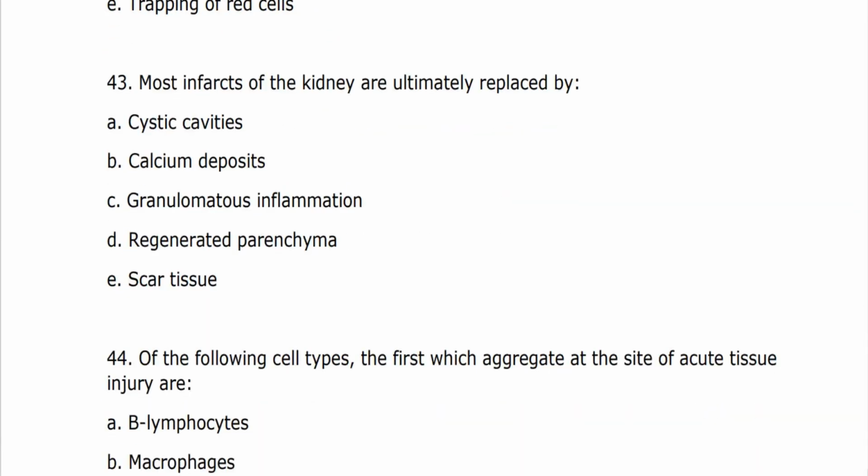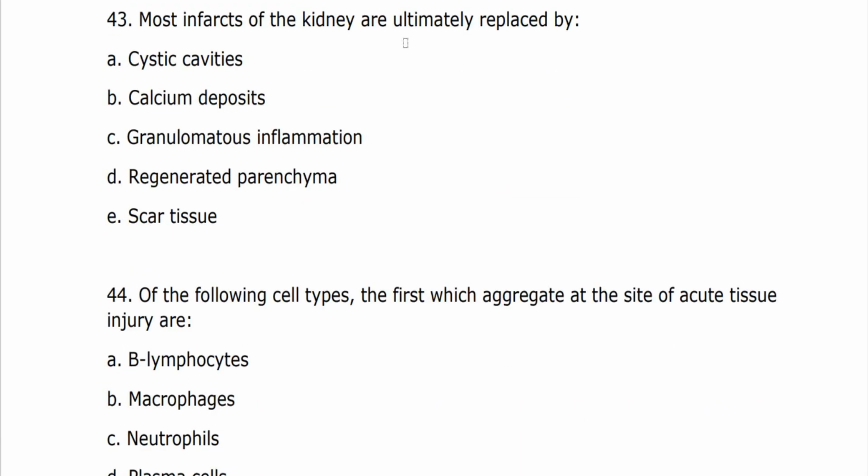Question 43. Most infarcts of the kidney are ultimately replaced by... Now, solid infarcts generally, or white infarcts, or infarcts in solid organs, are usually replaced by scar tissue. Most infarcts are actually white infarcts, except in the lung, as we've talked about. So most infarcts of the kidney are ultimately replaced by scar tissue.